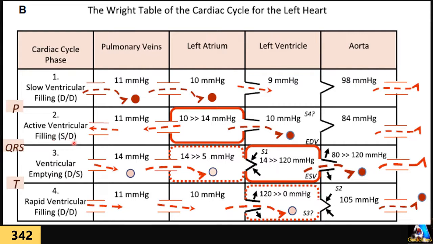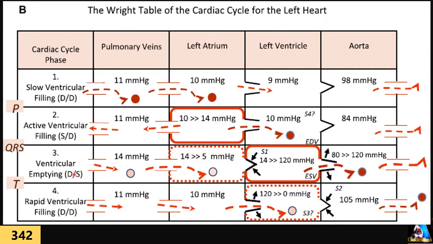During active ventricular filling, that corresponds with the P wave, or atrial contraction, pressure inside the left atrium goes high. So some blood backs up to the pulmonary vein, and some of it goes to the left ventricle, but nothing goes to the aorta. This is active filling, or the P wave, or atrial contraction, that corresponds with atrial systolic and ventricular diastolic phase.